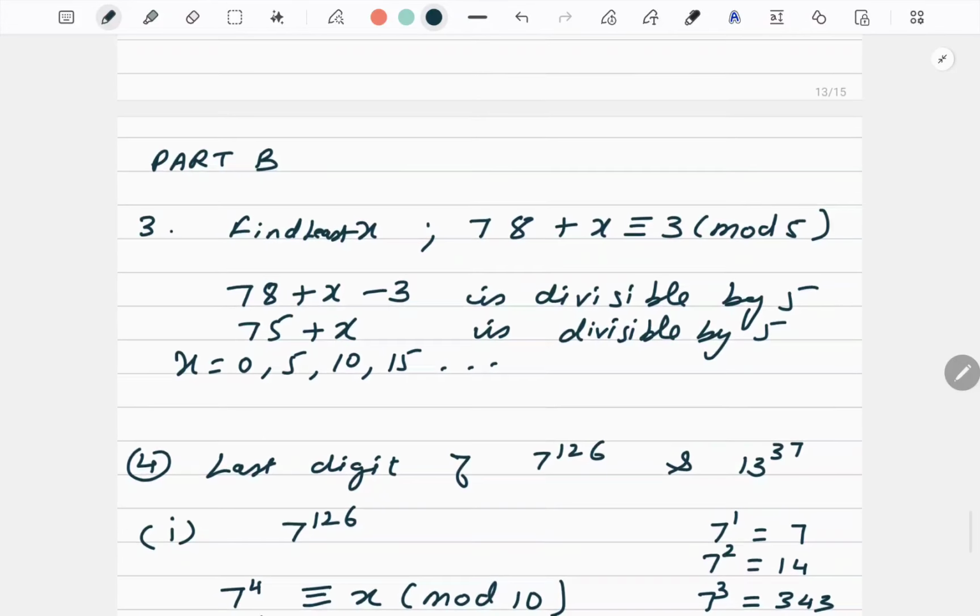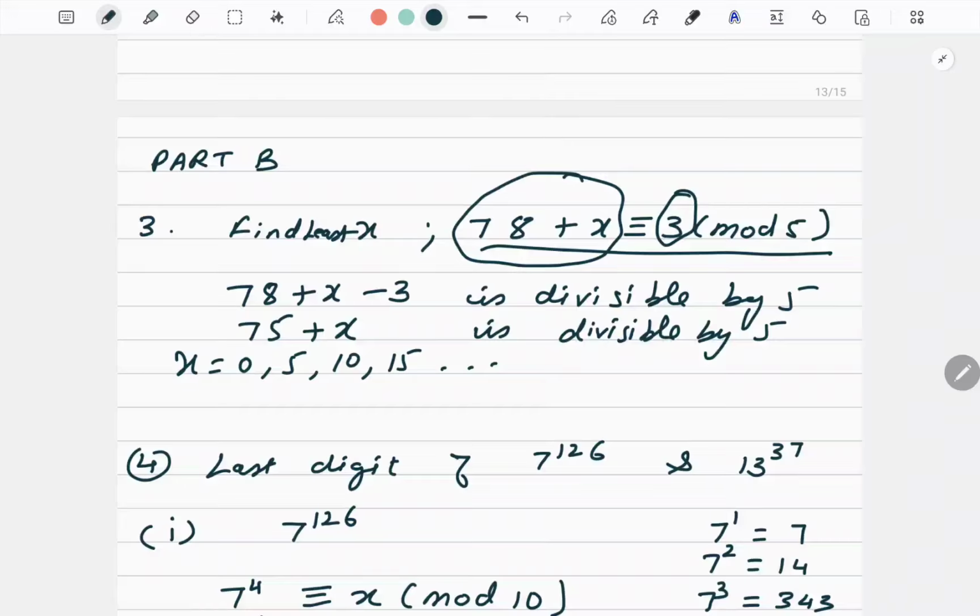Now in part B, what is the question? So part A we are done till question number 11. In part B you have this question. Find the least x which satisfies this equation. So same concept. What is the definition? This minus this should be divisible by 5. So 78 plus x minus 3 is divisible by 5. So 75 plus x is divisible by 5.